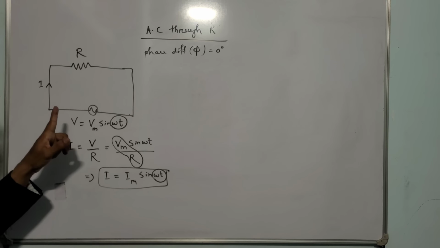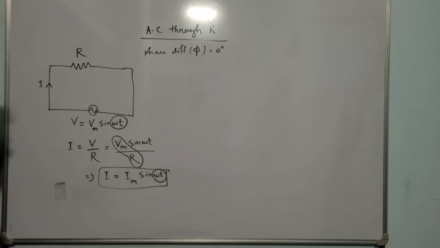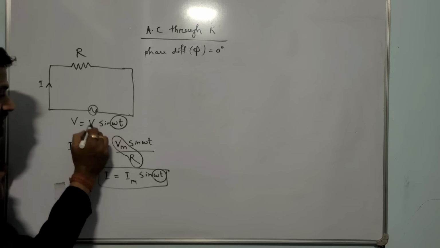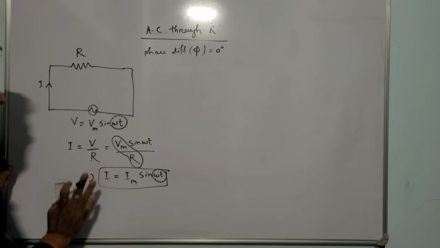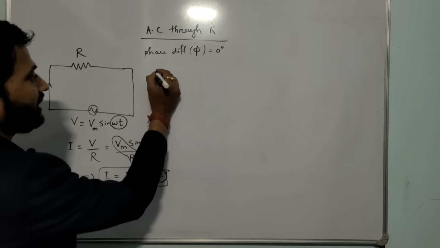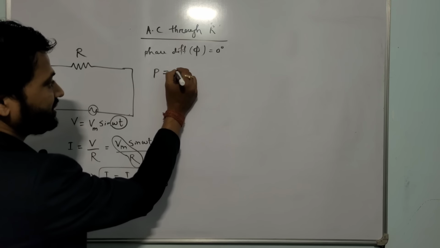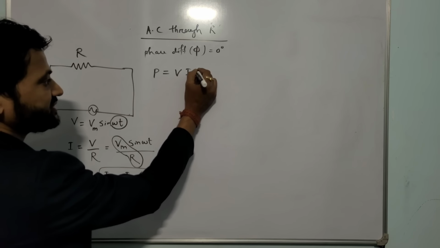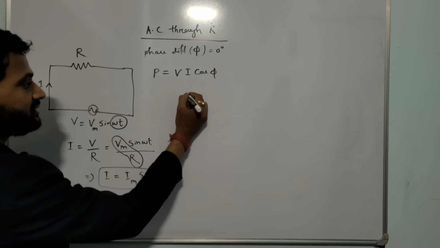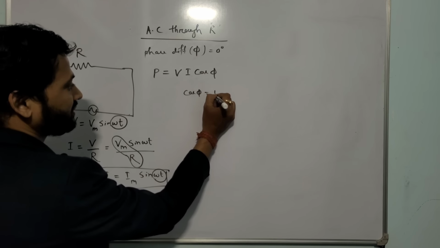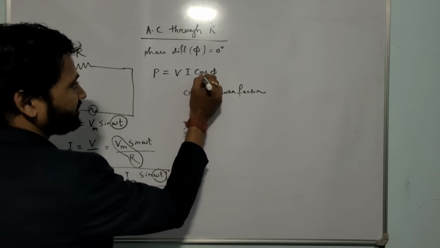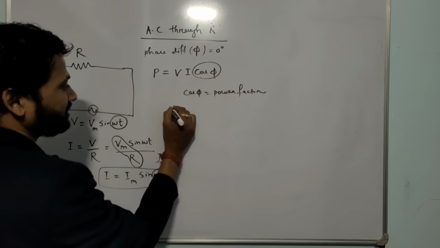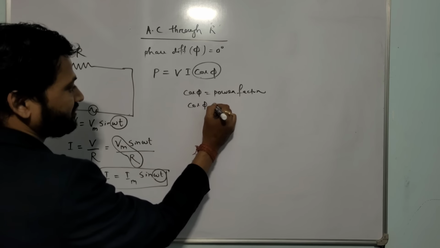Phase difference means the angle difference between voltage and current. Again I repeat, the phase of voltage is omega t, the phase of current is omega t. What is the phase difference? Phase difference is 0. And what is the formula for power in AC? In DC the power formula is VI, but in AC it is VI cos phi. Here what is cos phi? Cos phi is the power factor. So here cos 0 is 1, meaning the power factor is 1.